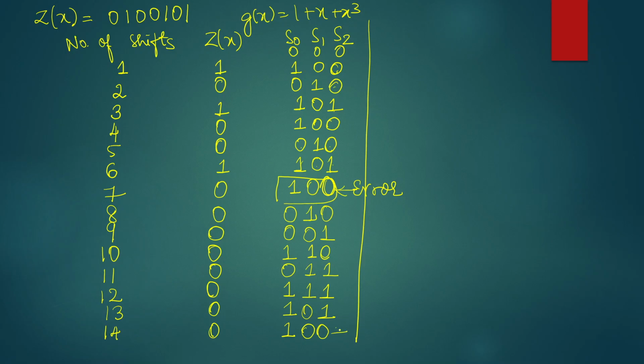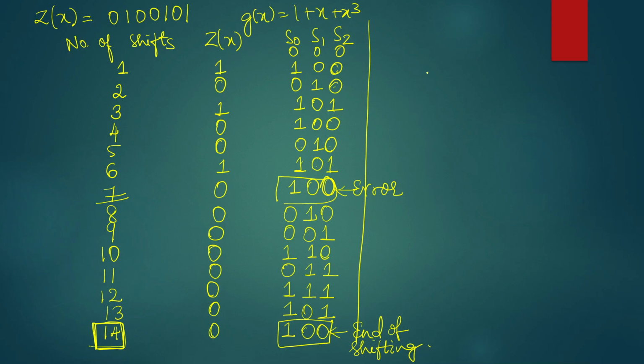Now this is the end of the shifting operation. That means we have obtained the reference sequence that we need for the error correction process. Now please remember for how many clock cycles after this 7th we have obtained this error sequence or the syndrome sequence.